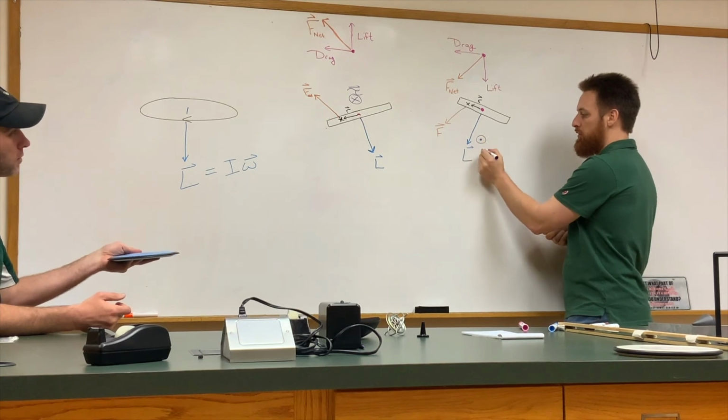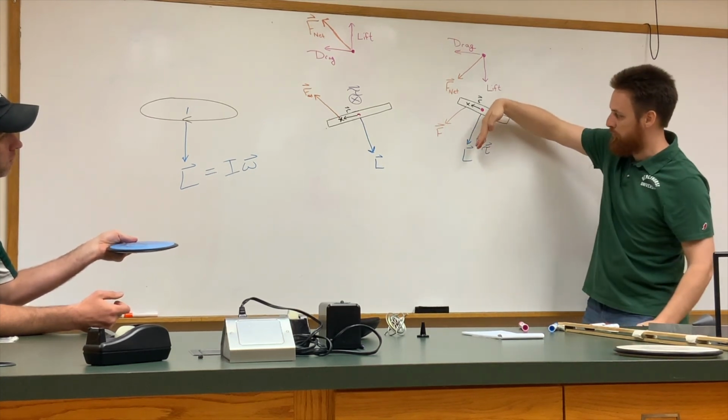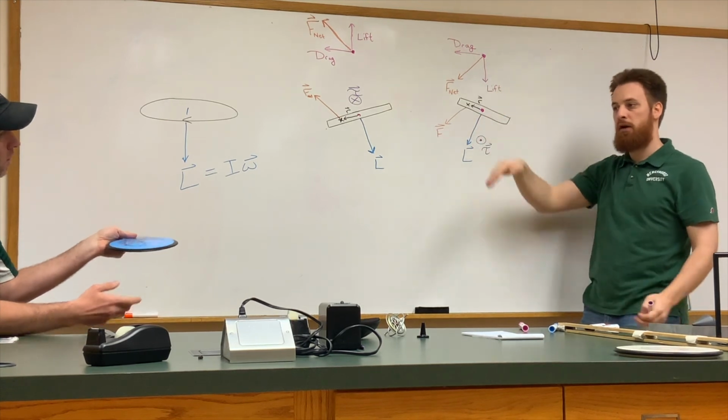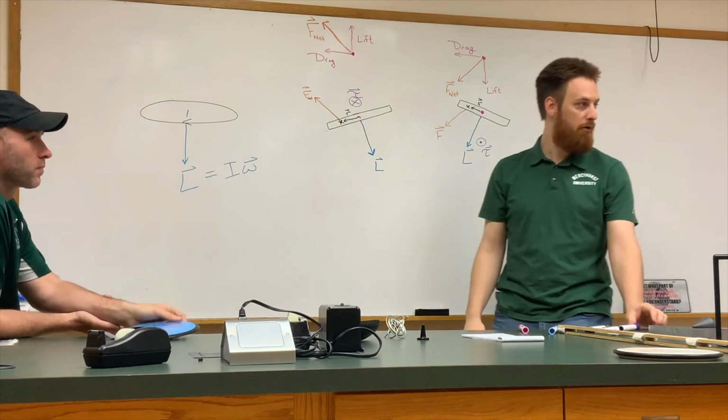So this symbol we use for out of the board indicates that your angular momentum would like to rotate this way, and so the disc is going to turn back to the left at the end of the throw.